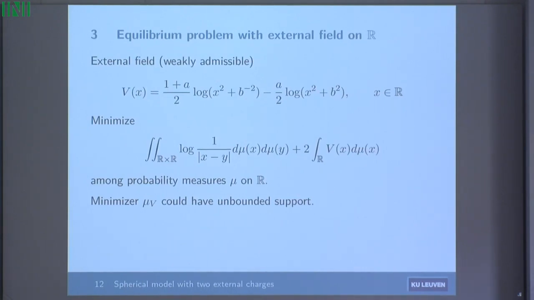from the point of view of looking out on the sphere, small a means separated caps, and then it will turn out that this mother body measure will be on the full big circle, which translates to this problem as the minimizer here having full support on the whole real line. And if a is larger, so that the two caps are overlapping, and we have a droplet which is not the complement of two spherical caps, then this minimizer mu v here will have a bounded support. That's actually the case we're interested in.